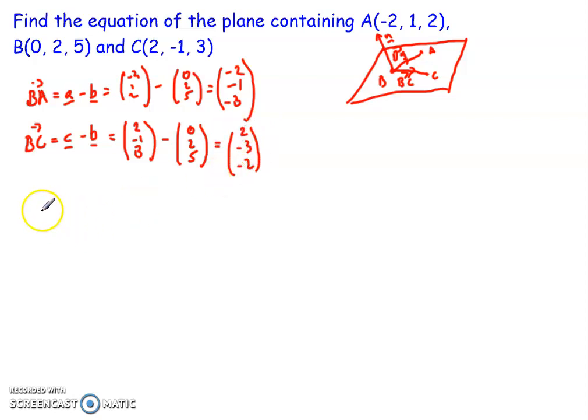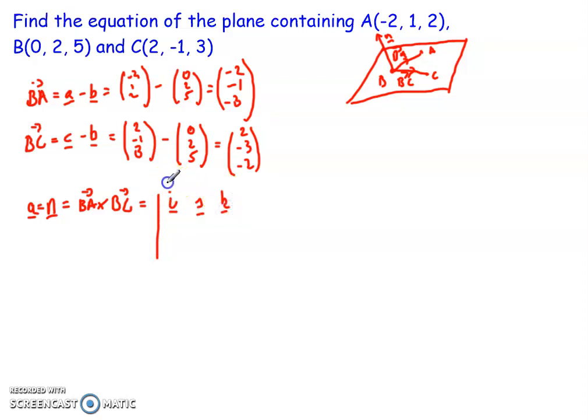What I then want to do is calculate my normal. Let's call that A. So that's going to be my normal to the plane. And that's going to be given by the cross product of BA and BC. So that's going to be given by the vector product of those. So what I now have to do is calculate that. And we know how to do that because we've covered it enough.